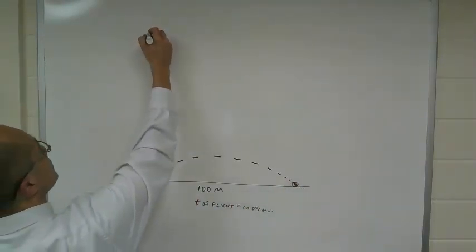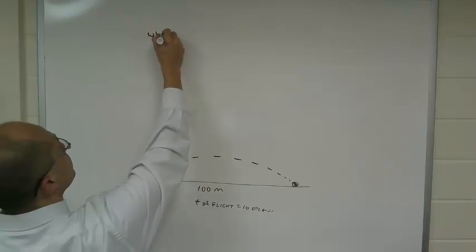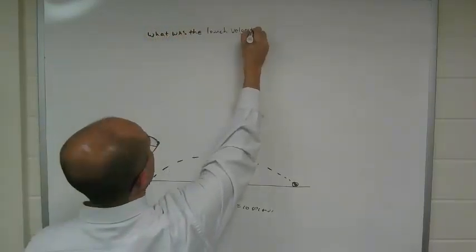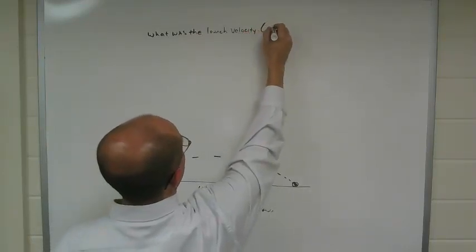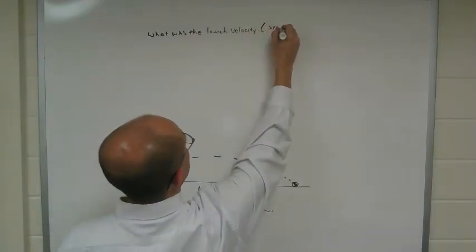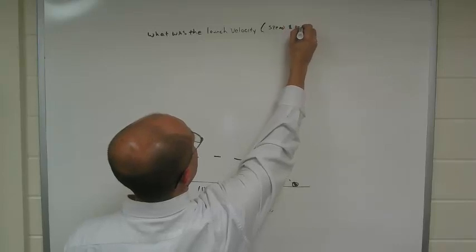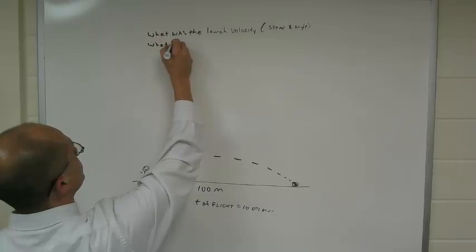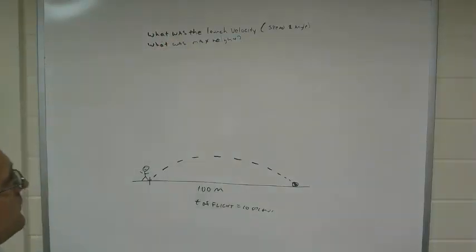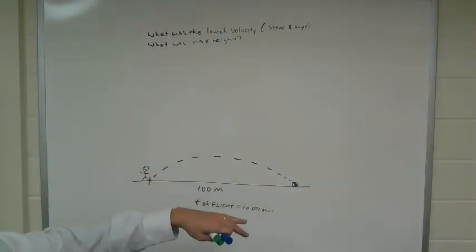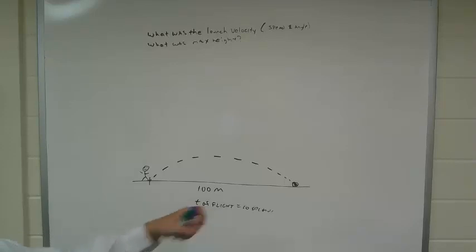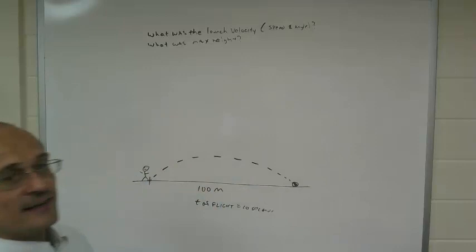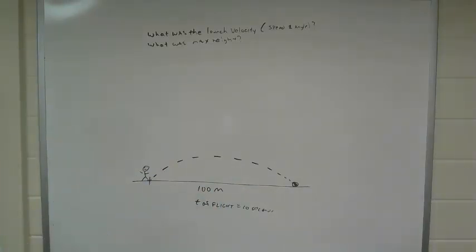And what we want to know is what was the launch velocity. So that means we need the speed and angle. And what was the maximum height? A lot of times you're given initial conditions and you find where it's going to end up. This time we know where it ended. How did it get there? So these are what we're going to look at.